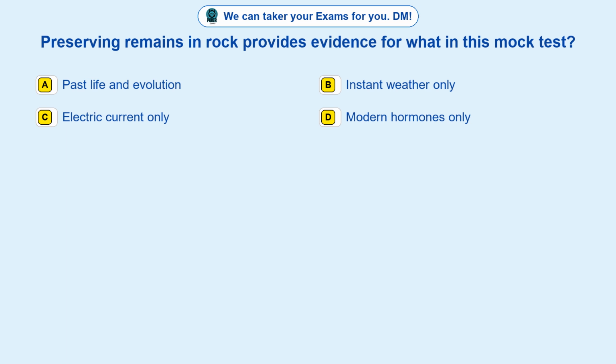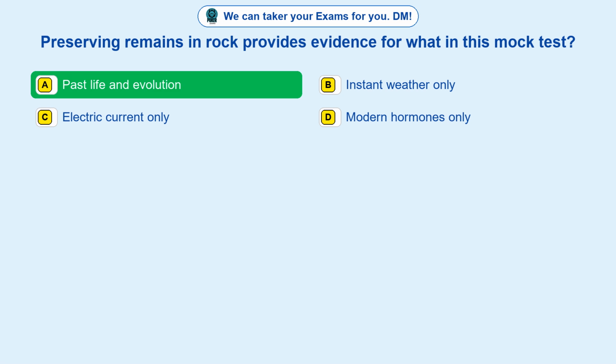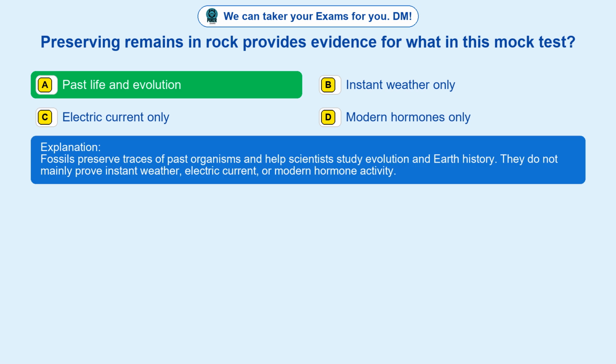Question 95. Preserving remains in rock provides evidence for what in this mock test? Option A, past life and evolution. Option B, instant weather only. Option C, electric current only. Option D, modern hormones only. The correct answer is option A. Past life and evolution. Fossils preserve traces of past organisms and help scientists study evolution and Earth history. They do not mainly prove instant weather, electric current, or modern hormone activity.